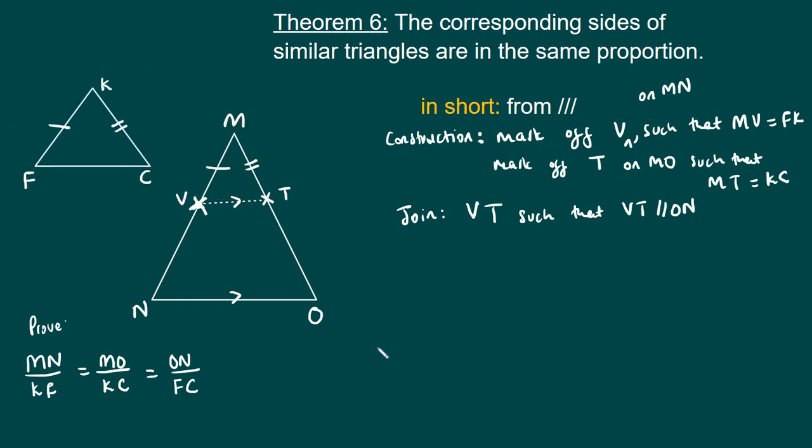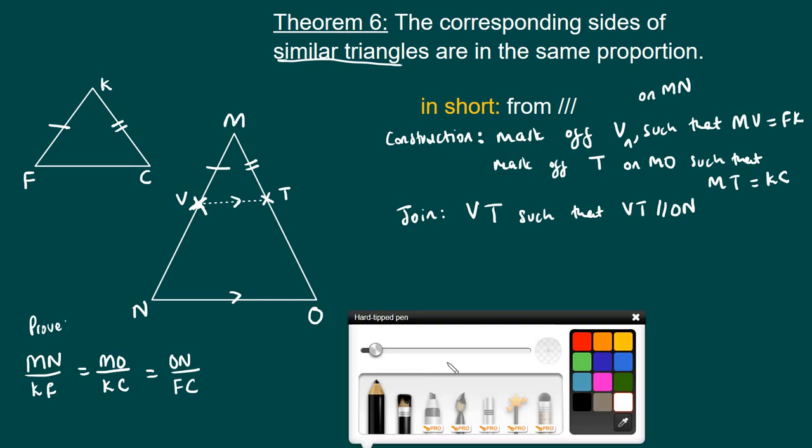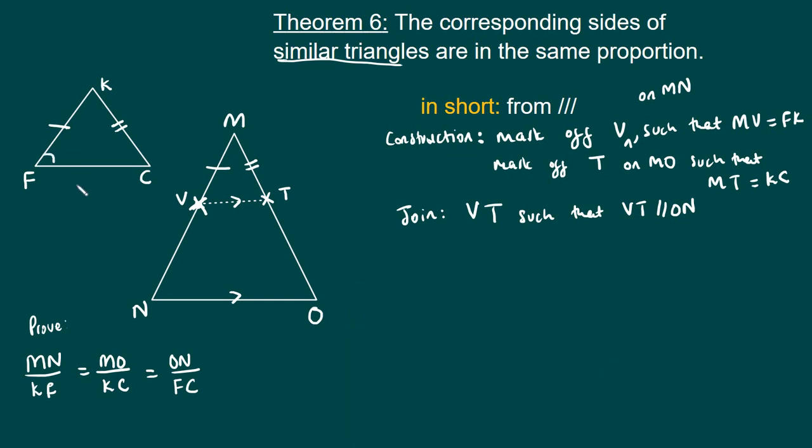Right, and then now, remember, we are proving that similar triangles have the sides in the same proportion. This means these two triangles are already similar. What does similar mean? It means that the triangles have the same angles. So that tells you that angle F is going to be equal to angle N, angle C is going to be equal to angle O, and then angle K is going to be equal to angle M.